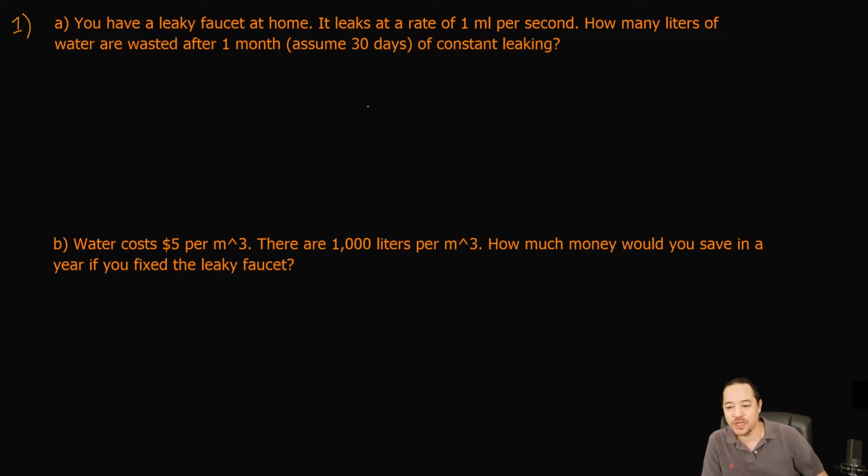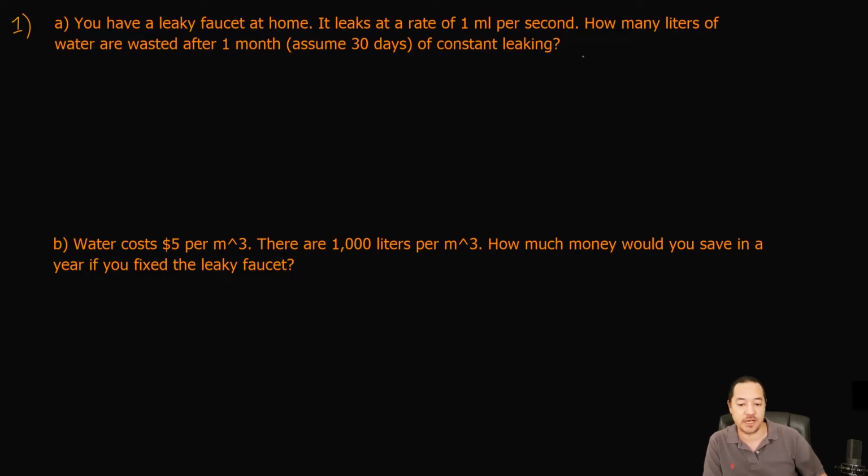Okay, here we are with question 1, and question 1a states that you have a leaky faucet at home. It leaks at a rate of 1 milliliter per second. How many liters of water are wasted after 1 month? We're assuming a 30-day month of constant leaking.